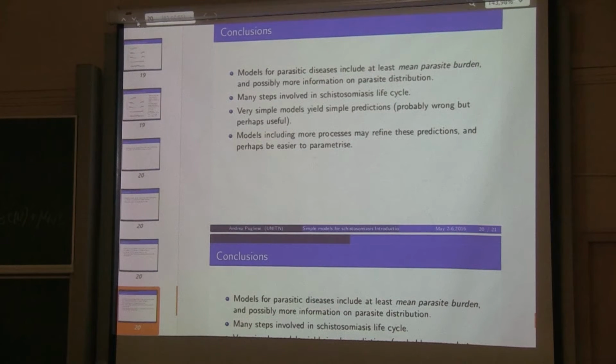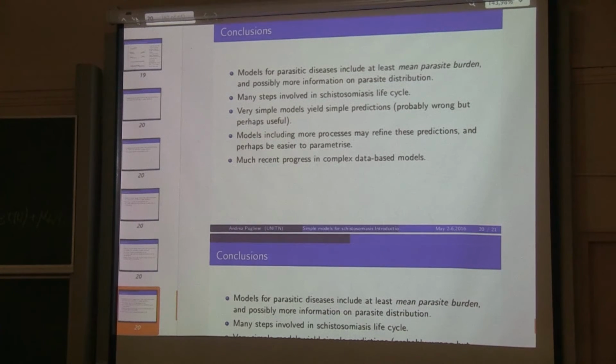If you include more processes, you can refine the prediction. And also, in some sense, they can be easier to parameterize. It may be difficult to say what is the relation between the density of miracidia in water and the human parasite load. On the other hand, you may try to find what determines that, what is the survival or death rate, and things like egg production, which is something easier to think about.